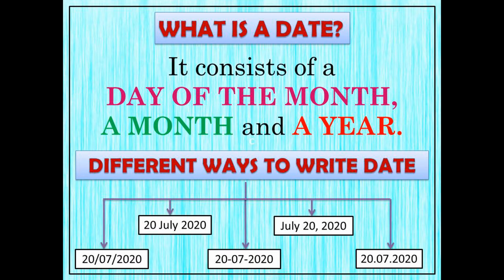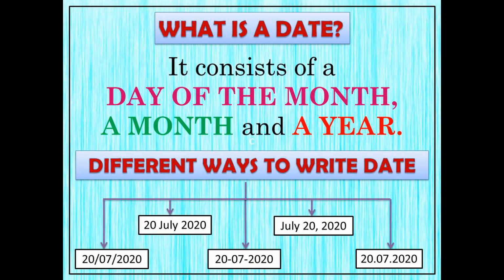So what is a date? A date consists of a day of the month, a month and a year. It means that a date is divided into 3 parts: the day, month and year. Children, when you start a new work, you write the date on the left side of the top of the page. So here I am going to teach you the different ways in which you can write the date.